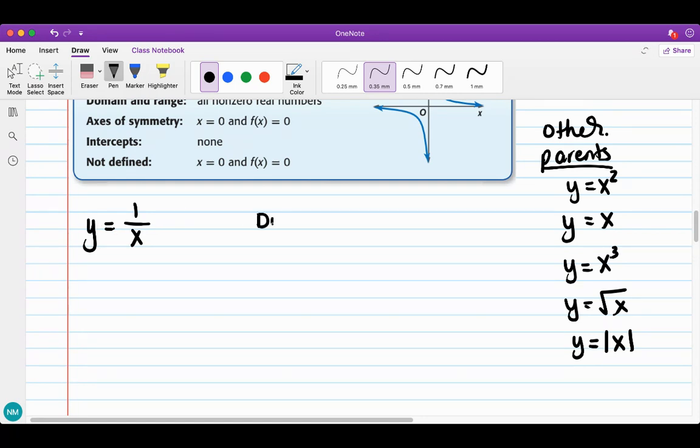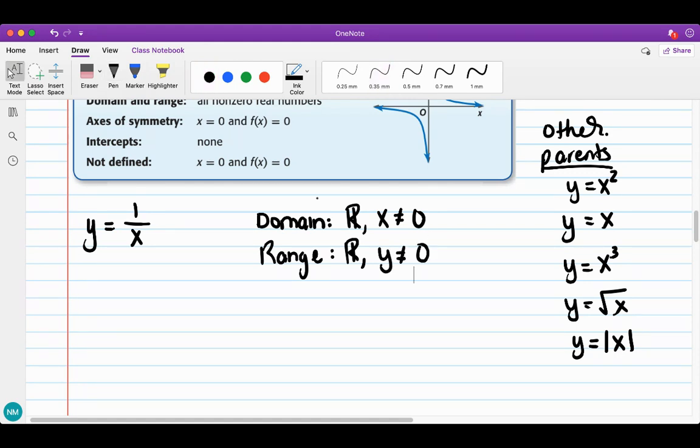Now, what is the domain of this function? That's the question. The domain of this function is all real numbers, but what value of x will give me a 0 in the denominator? Well, x cannot equal 0, right? Now, also, our range, I'm going to tell you the range, and then I'm going to explain why that is the range. The range is going to also be all real numbers, but y cannot equal 0.